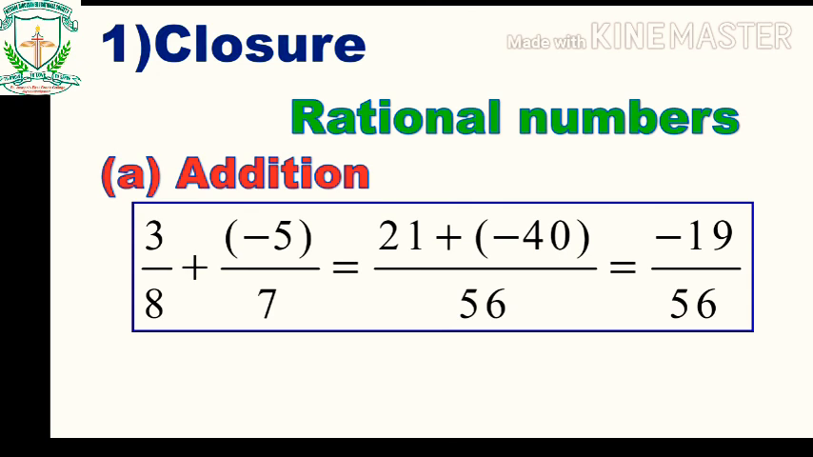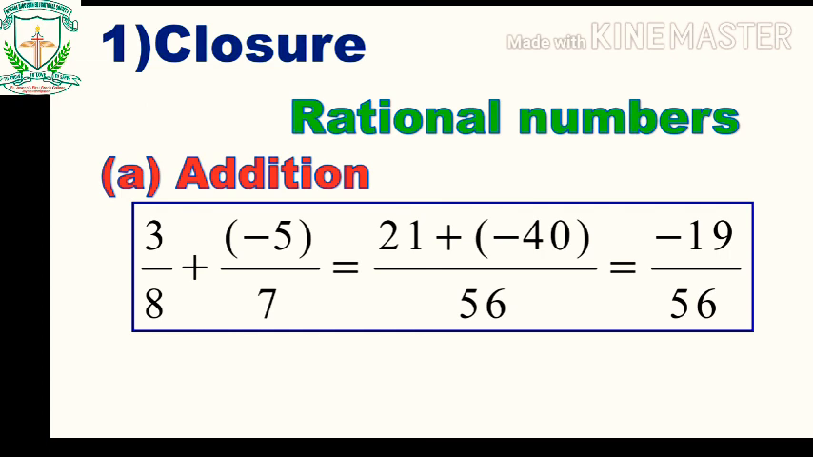This 56 is multiplied to each term, that is 3 divided by 8 into 56. 8 ones are 8, 8 sevens are 56. So 7 threes are 21. Next, minus 5 divided by 7 into 56. 7 ones are 7, 7 eights are 56, 8 fives are 40, plus into minus is minus, so minus 40.